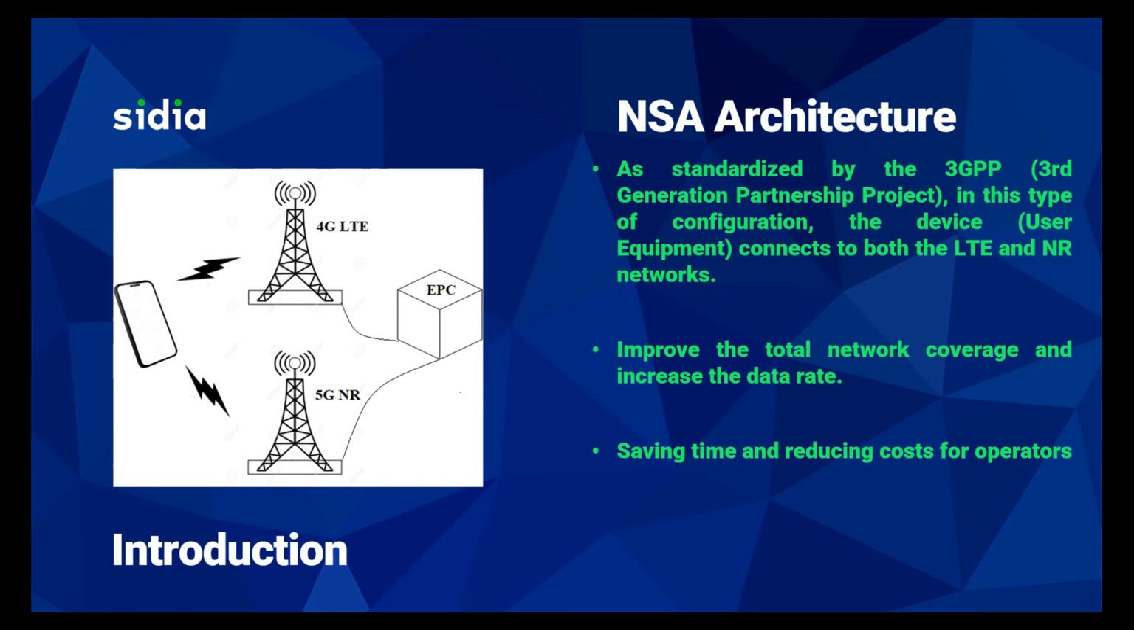Since the SA architecture, that we call the pure 5G, needs a completely different network core. It doesn't work with the EPC that we can see here. It needs a new core, and this means costs for the operators. So the NSA architecture makes use of the standard 4G network architecture to smooth this transition from 4G to 5G.